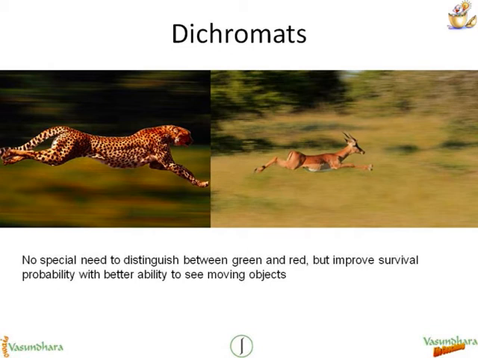So, seeing more colors, not of great use. 10,000 is good enough for them. Two color channels, good enough for them. However, they need to have more rods which will show you movement of objects. So, dichromats become good at seeing two colors, or in two color channels or in two color combinations, because that's what they focus on, because that's what they need in their lives.